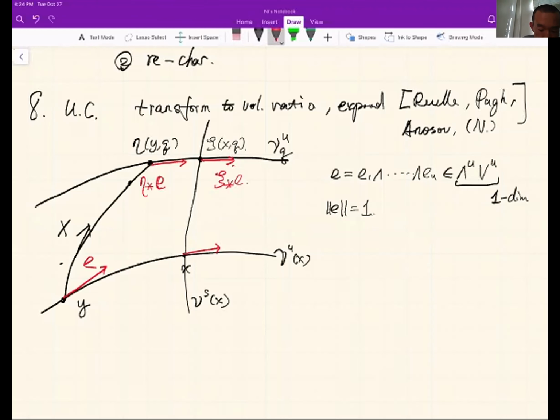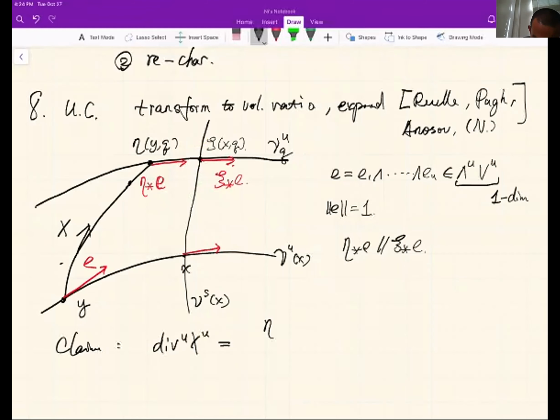And for fixed Q, both eta star E and Kc star E are U-dimensional hypercubes on this VUQ. And because that subspace is only one-dimensional, we know that this eta star E is parallel to Kc star E. And hence, there is this claim that the unstable divergence that we're interested in can be written as follows. Because these two hypercubes are parallel to each other, we can define their ratio, and this ratio is a scalar function. And we can differentiate this function in the direction of xs. And that would be the unstable divergence. And this equivalence holds only on VU.